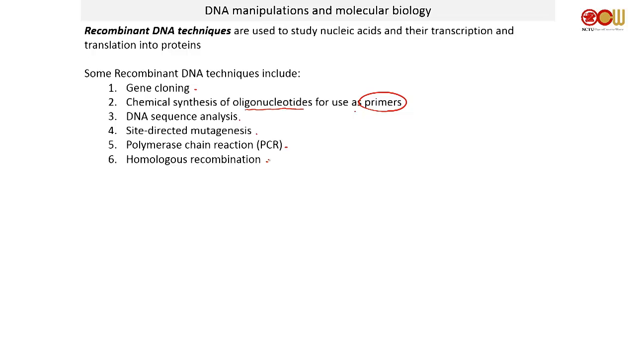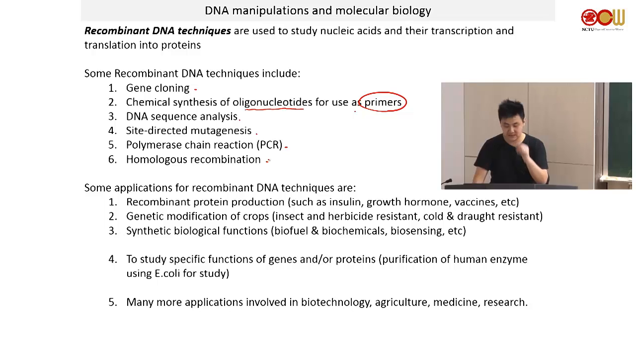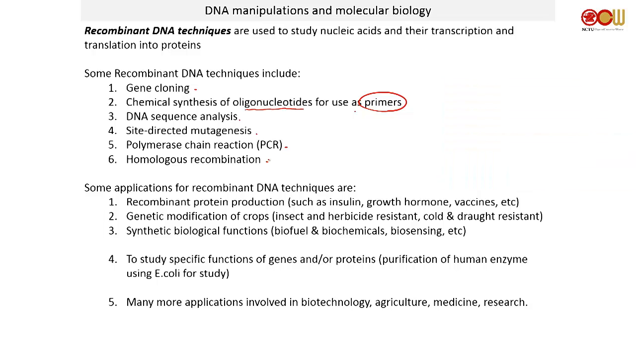Okay, for example, when my lab does research, this is a method that we use almost all the time. And some of the applications for recombinant DNA techniques are recombinant protein production. We see that insulin, growth hormones, vaccine or protein-based vaccines can be produced using recombinant DNA techniques, okay? And insulin in particular is one of the first successful biotechnology applications out there, okay? So insulin is a protein drug that we make to treat diabetes.